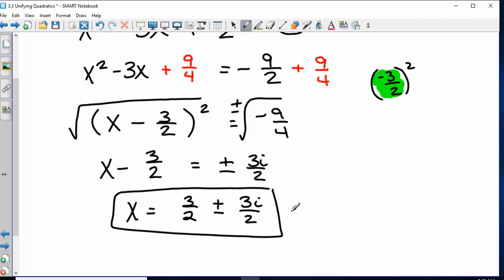So completing the square is one of the longer methods, but it does have the benefit that you can use it anytime. It will always work. Questions there?